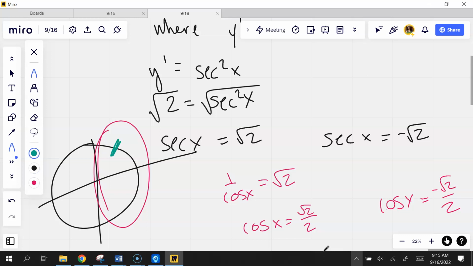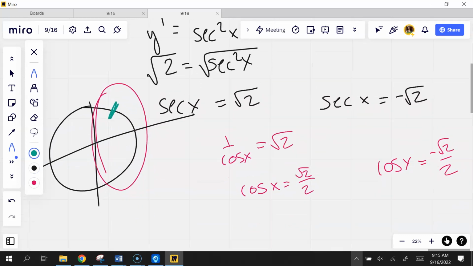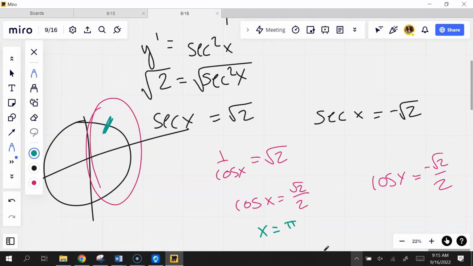This one's easy. Pi over 4. Where's the other one? I feel like it's 7 pi over 4 right there. Is that right? That's number 30.